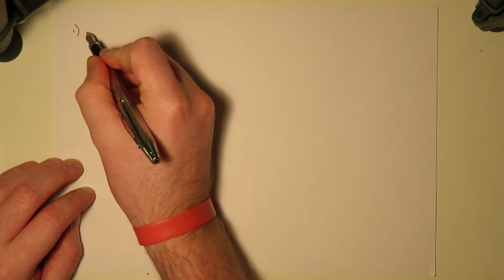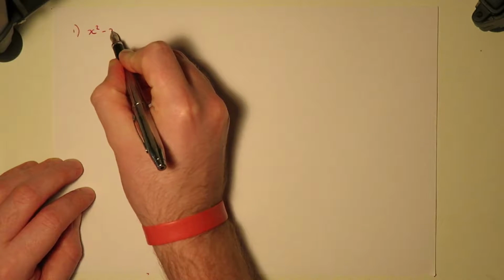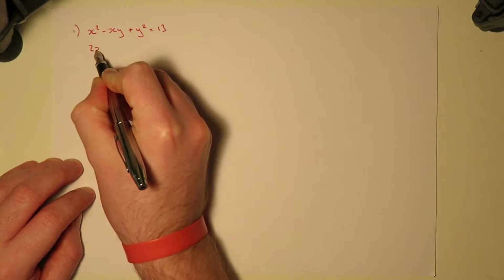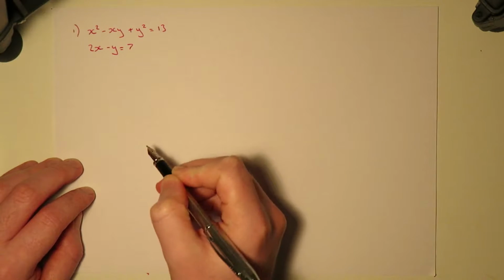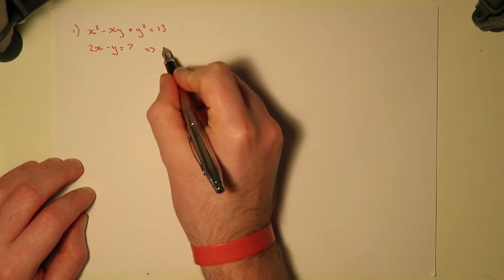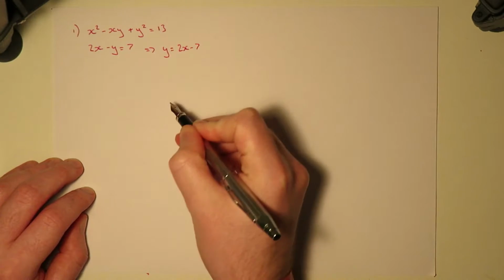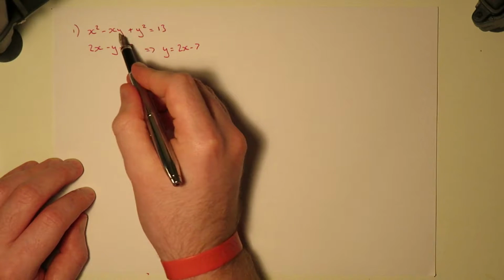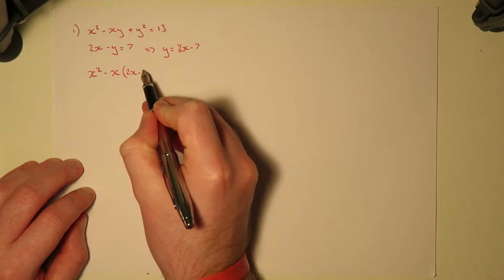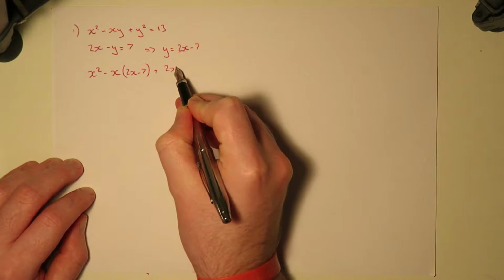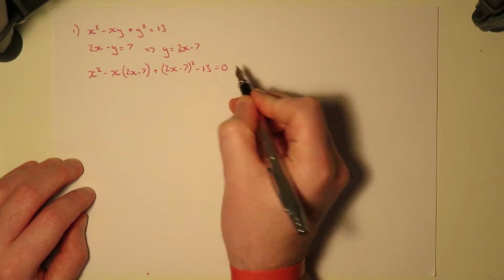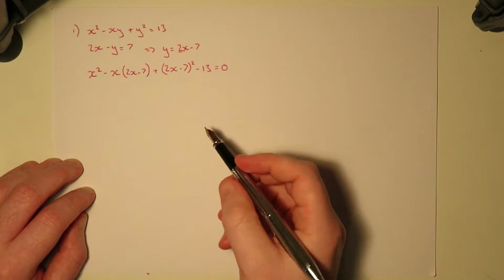So the first question is x squared minus xy plus y squared equals 13, and 2x minus y equals 7. The first thing you need to do is rearrange this so that you have y equals 2x minus 7, and then this can be substituted into the first equation. So x squared minus x lots of y, which is 2x minus 7, plus y squared, which is (2x minus 7) squared. And I'm just going to put minus 13 equals 0, so I've already subtracted the 13 off both sides.